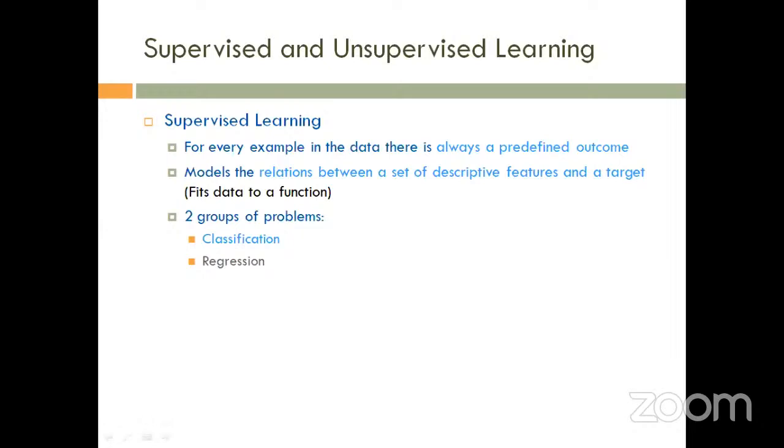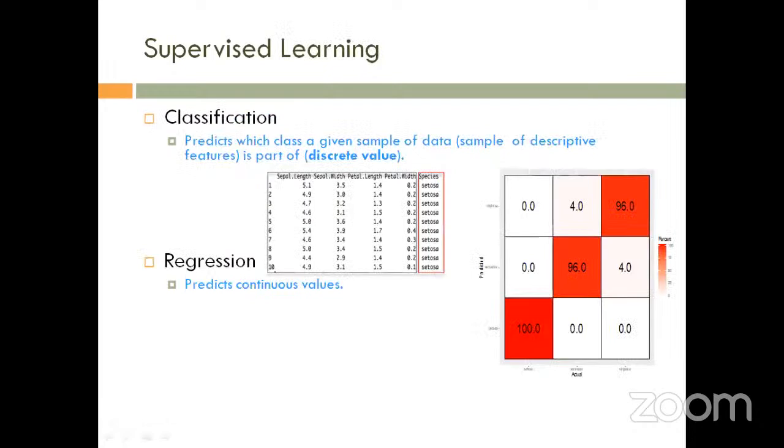But here it will go even further into the machine learning codes. Classification predicts the class, that is, which class a given sample of data belongs to. In machine learning, and from here onwards, it is better that every time you check the class of the data, because we might be changing the class of the data frequently. So before giving any particular command, check which type of data or data set it is. The class of a given sample of data, that is, of the descriptive features, is a discrete value. Regression predicts continuous values.